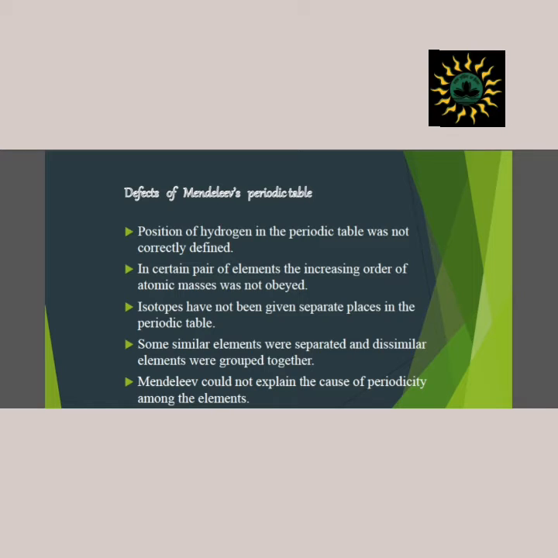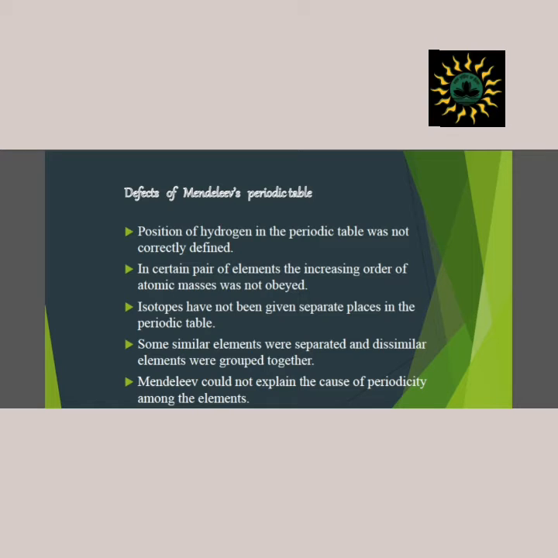The second point is that in certain pairs of elements, the increasing order of atomic masses was not obeyed. For example, in the case of cobalt and nickel, nickel is placed after cobalt, though the atomic mass of cobalt is more compared to nickel. So it does not follow the increasing order of atomic mass.